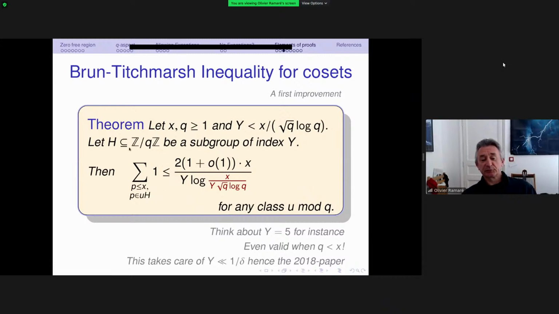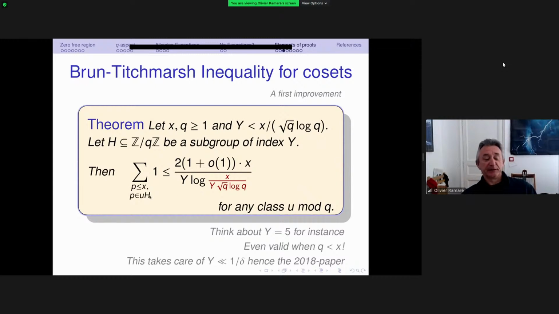Give yourself a subgroup of index y of (Z/qZ)*. Yes, I should have put the multiplicative subgroup here. So H is a multiplicative subgroup, and assume the index is very small, I mean index 4, 5, 6. It can go till a rather large value, but in fact, assume that the index is very small. So you have a very large subgroup.